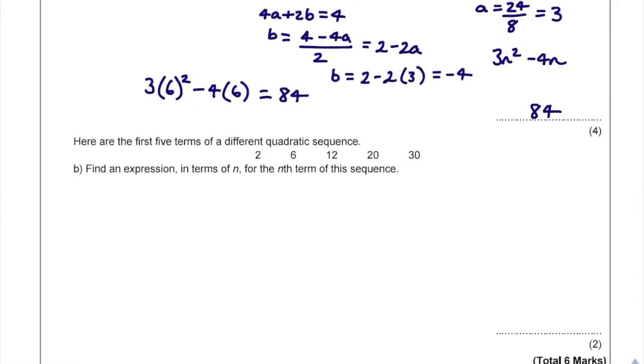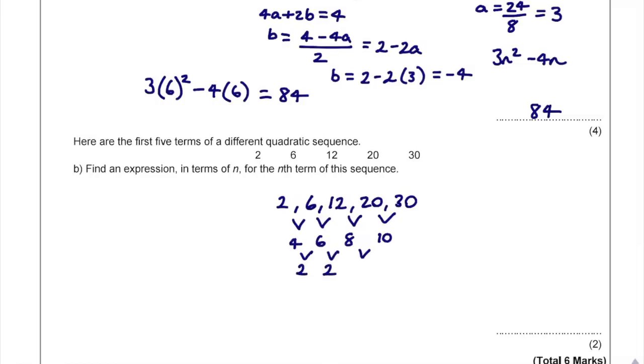Now part 2 says here are the first 5 terms of a different quadratic sequence. Find an expression in terms of n for the nth term of this sequence. Okay, so if I write out this sequence again, I'm going to try and find the common difference. So this is going up by 4, then by 6, then by 8, and then by 10. So we actually have a second difference here because it's a quadratic sequence. So the common difference here is going to be increasing by 2.